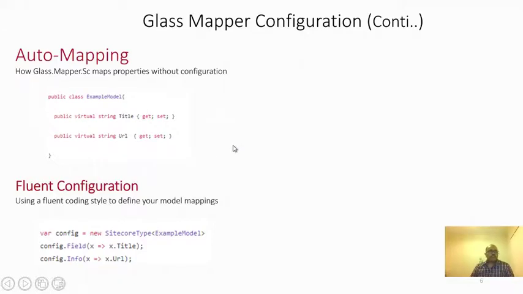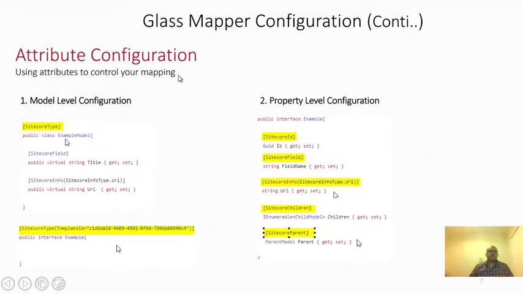Now the third one is the attribute configuration. The name itself tells you it needs to be configured via attributes. There are two levels: the model level and the property level. At the model level, we have the Sitecore type, like I just showed in the two variations. The Sitecore type has different parameters, and one of them is the template ID.